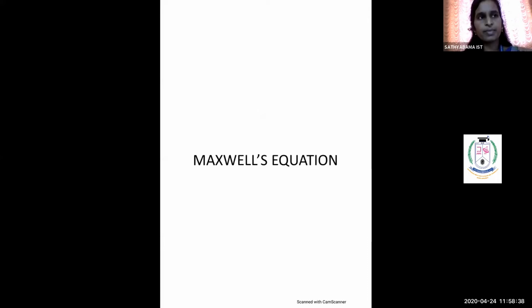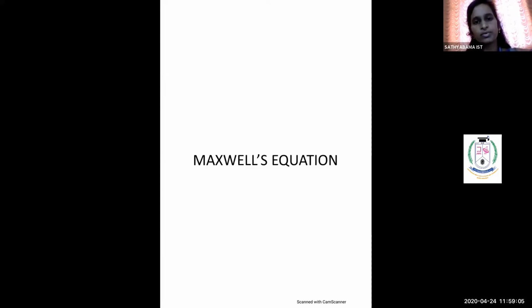First, let's start with Maxwell's equation. Why we are deriving Maxwell's equation: for getting MMF around the path and to give the relation between MMF around the path and current density. Also, to find out the EMF around the closed path and the magnetic flux density. That is the objective of finding out Maxwell's equation.